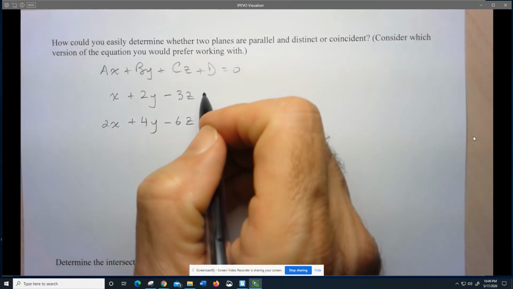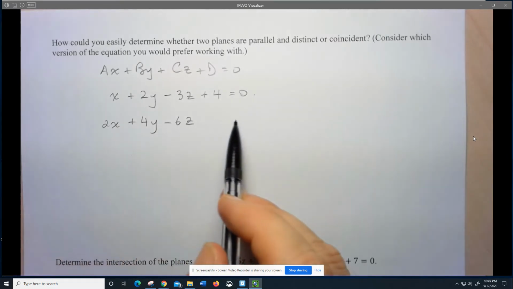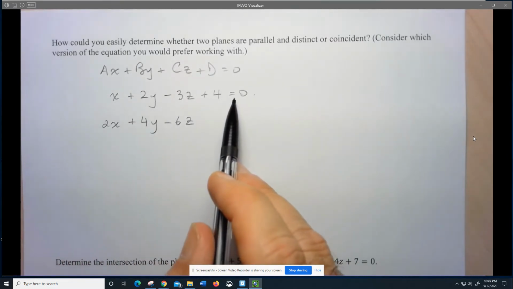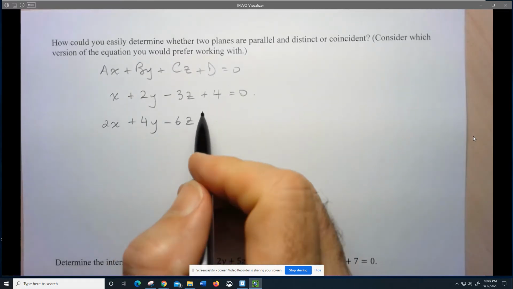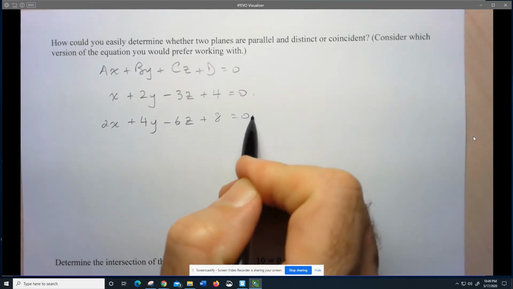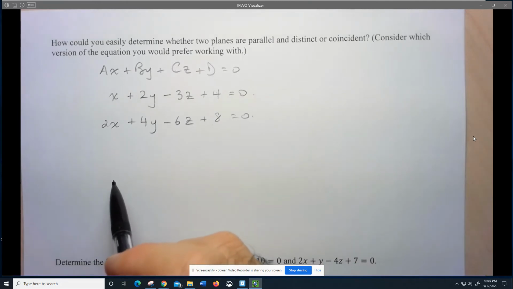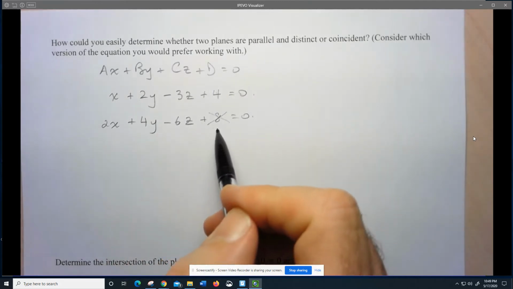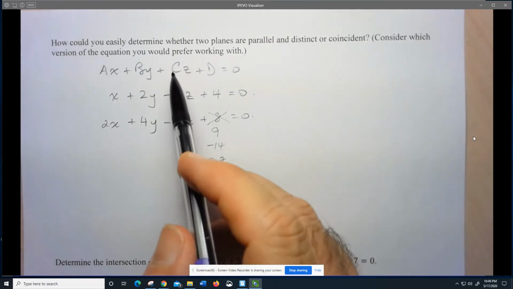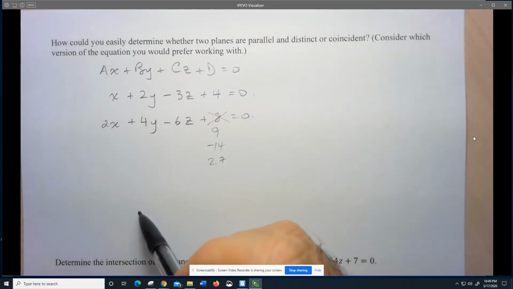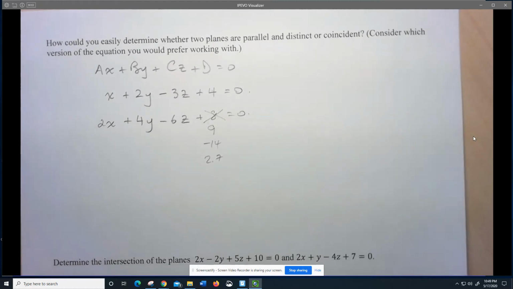Let's say this one here is plus 4 equals 0. In order for this plane to represent the exact same one, the d values have to differ by the same multiple. So this would have to be plus 8, because then when I simplify this equation, I just get this version here. As soon as this is anything but 8, like 9, negative 14, or 2.7, these two planes are going to be parallel but distinct.